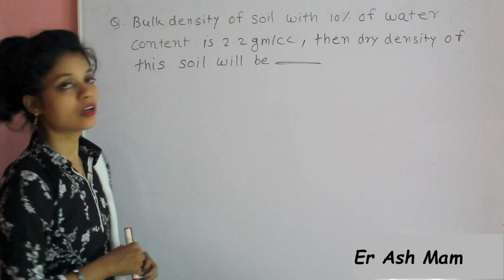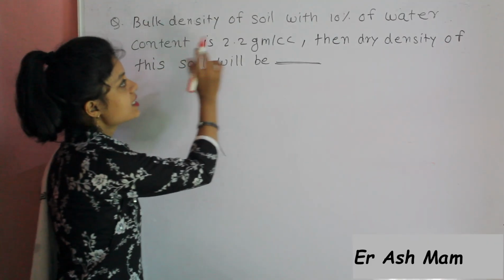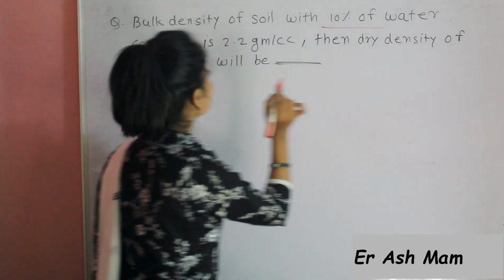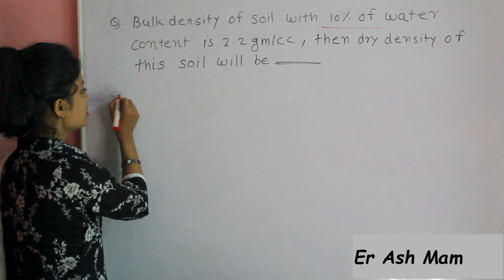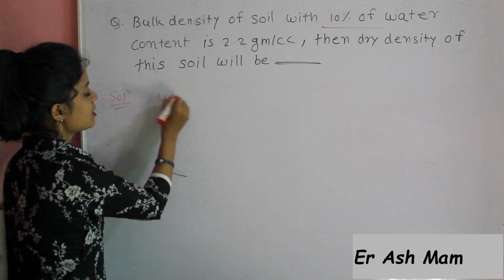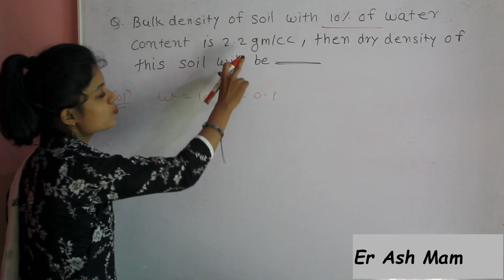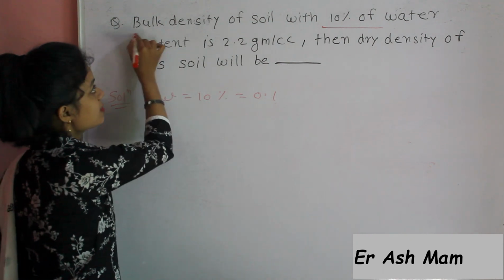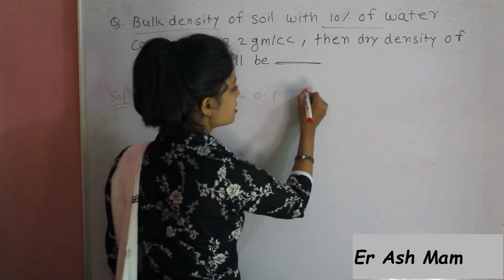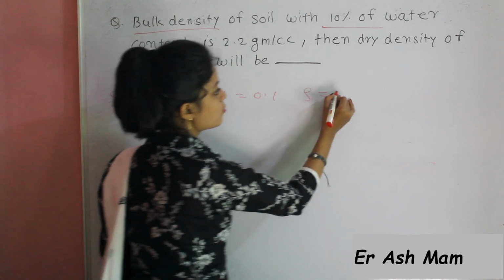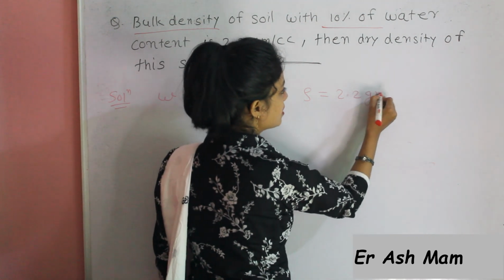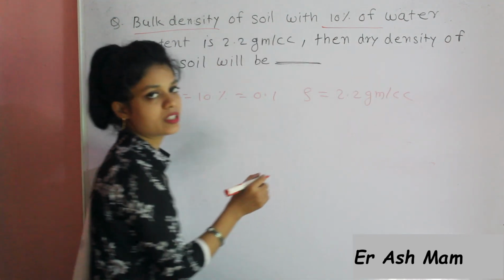Okay. Next question. Bulk density of soil with 10% of water content. Solution. Water content equal to 10%, that is 0.1, is 2.2 gram per cc, that is bulk density. Bulk density is denoted by symbol rho, equal to 2.2 gram per cubic centimeter.